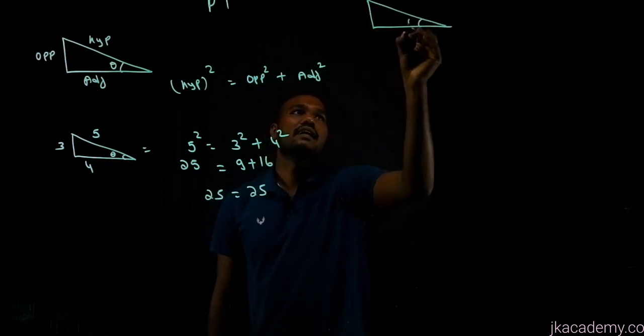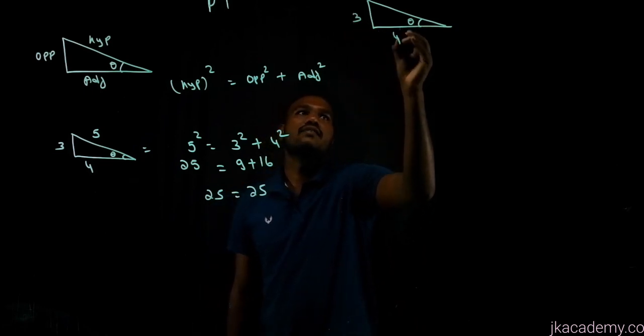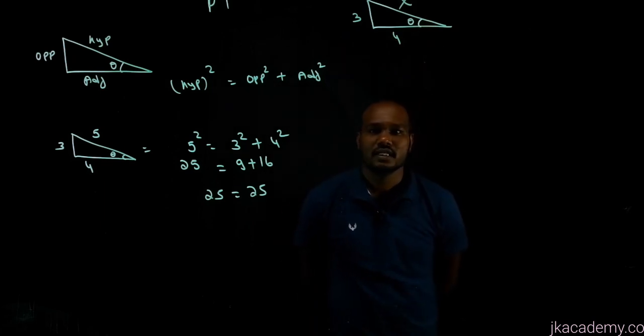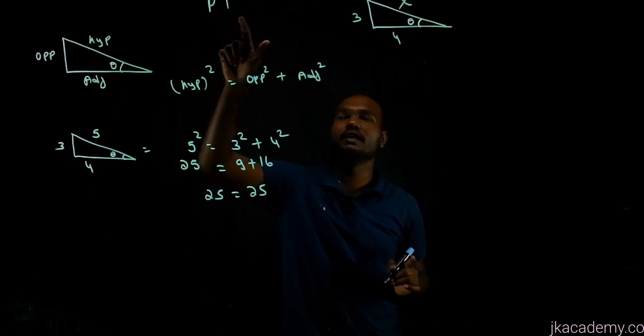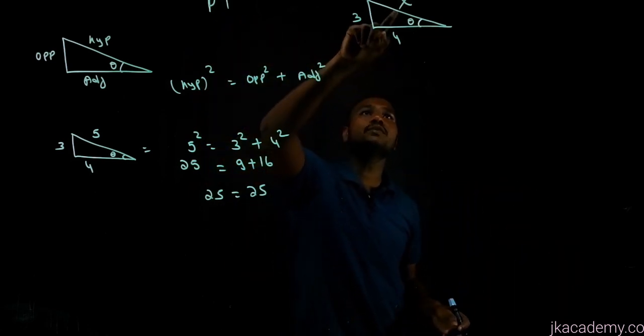If I have this as theta, let's take this 3 and 4. I have to know the value of x. I don't know the x. How to find it? Whenever you have a right angle triangle and you don't know one side, you should always use PT. What is PT? Pythagoras theorem. If there are two known sides and one unknown.